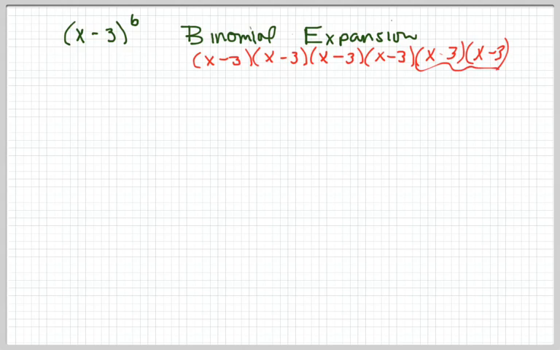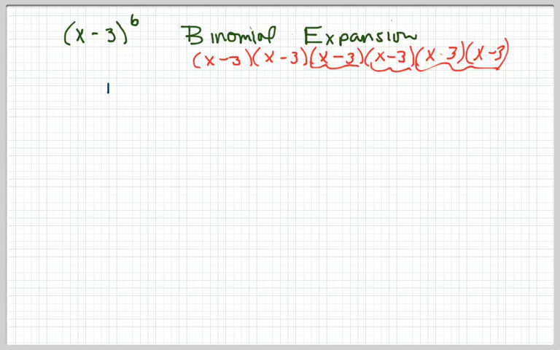You'd FOIL these two together, then you'd have to distribute x minus 3 to that answer, then the following x minus 3 to that answer until you got the final polynomial. And that would take an incredible amount of time, so we created the Binomial Theorem, which is just a pattern that we can follow that can do this for us. The first thing we have to do is write down Pascal's triangle.